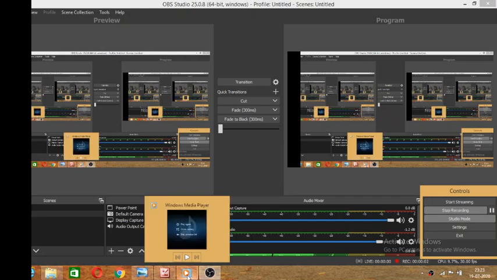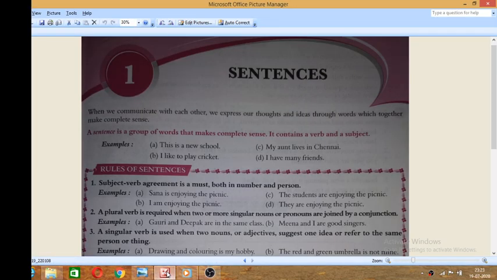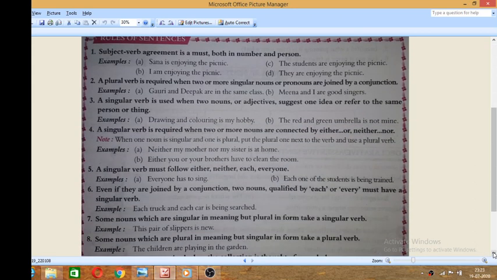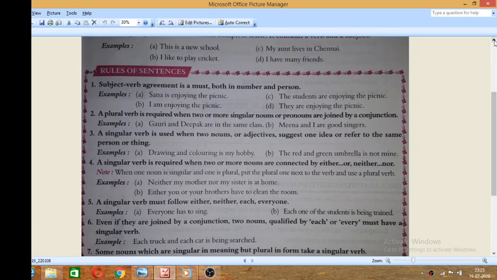Good morning, students. Today I will discuss the chapter sentence. In this chapter, you will learn about the definition of sentence, kinds of sentences, parts of sentence, and the difference between the sentence and a clause. Okay. So let us first start with the definition of a sentence.